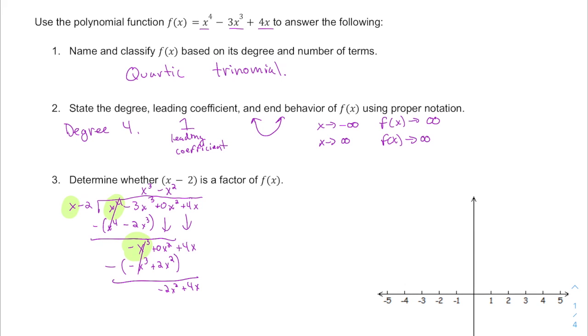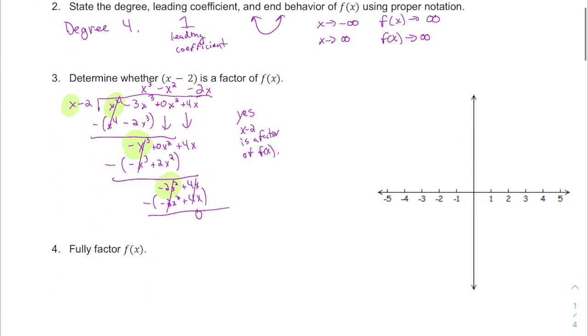We look at our leading term. X goes into negative 2x squared, negative 2x times. And then negative 2x times x gives us negative 2x squared. Negative 2x times negative 2 gives us positive 4x. We subtract all of this, and we are left with a remainder of 0. So because we have a remainder of 0, we would say yes, x minus 2 is a factor of f of x. Okay? And the reason is the remainder is 0.